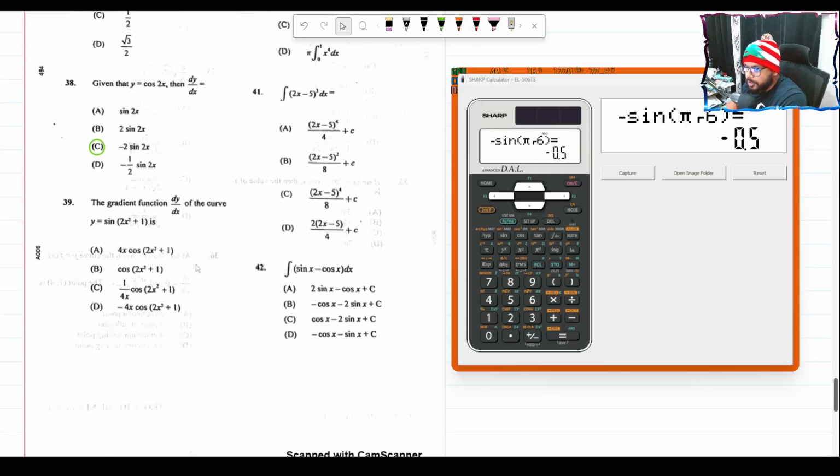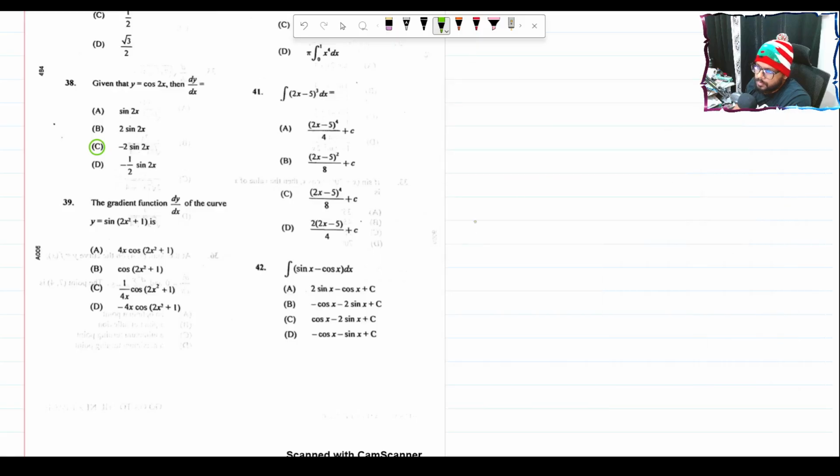The gradient function of the curve is, again, we will change the sine to cosine. It's a nice question. Change the sine to cosine, leave the angle as is, and I have to multiply by the differential of the angle, which is going to be 4x. So 4x cos of 2x squared plus 1.